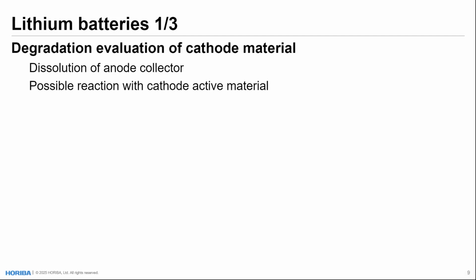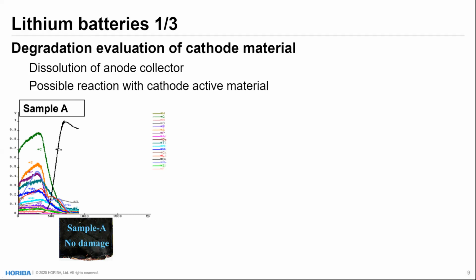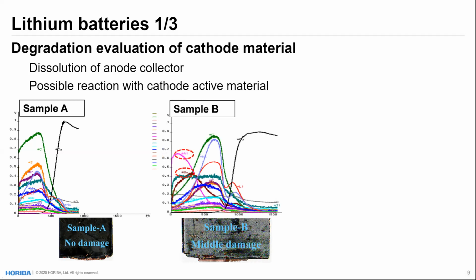I will go into application of GD-OES for lithium-ion battery measurement. So this is an example of a good cathode, a non-damaged cathode, which has been analyzed with GD-OES, and you can see the graph. Now, we did the same test on the same type of cathode, but partially damaged. So you can see the changes.